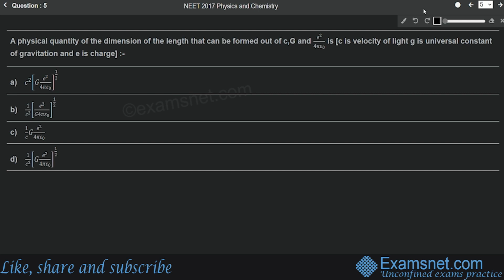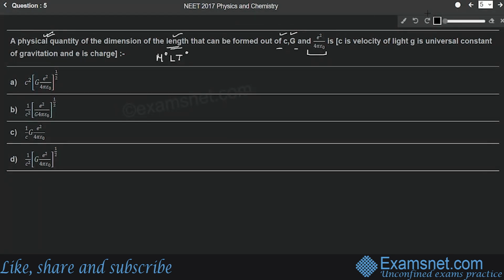Now question number 5 is from the chapter Units and Dimension, and the question is: a physical quantity of the dimension of length that can be formed out of c, g and e square upon 4 pi epsilon naught is. Okay, so we have to find that physical quantity whose dimension is same as the dimension of length. That means it will have the dimension m0, l1, t0. Okay, and it can be formed out of c, g and e square upon 4 pi epsilon naught.